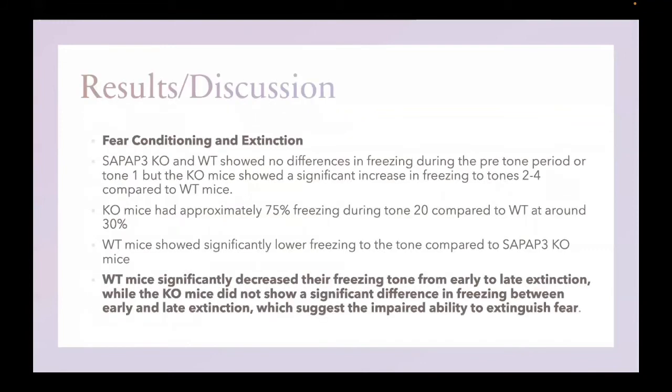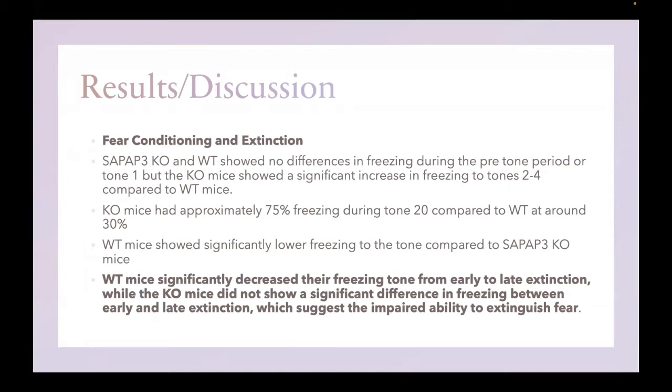The results from the fear conditioning and extinction paradigm show that knockout mice had approximately 75% freezing during tone 20 compared to wild type at around 30%, which is a huge difference. Wild type had a significant decrease in their freezing tone from early to late extinction, and the knockout mice had shown no difference in their freezing tone from early to late extinction. This suggests their impaired ability to extinguish fear.